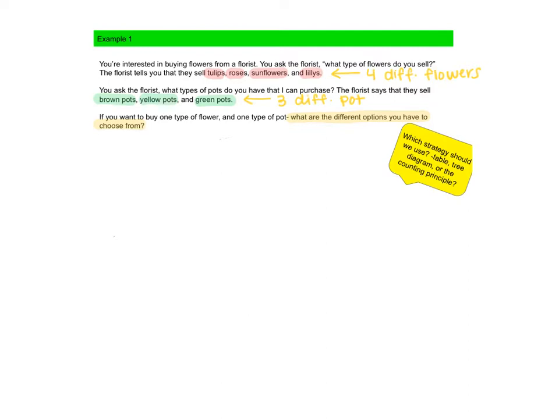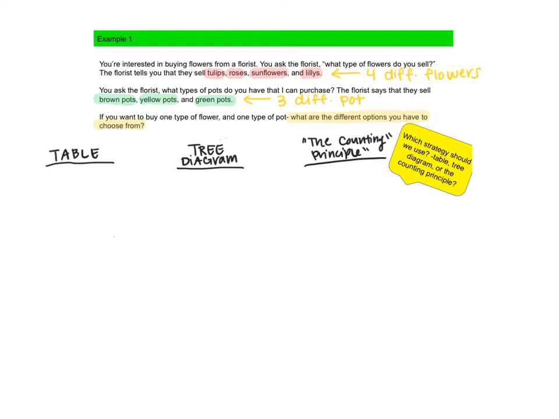Okay, from there, I want to identify the strategy I should use. Well, we don't know the different strategies yet. I haven't taught you them, so I'm going to show you all 3 different strategies. So the first one I'm going to show you is a table. The second one I'm going to show you is a tree diagram. And the third one I'm going to show you is what we call the counting principle. Okay, we use these different strategies at different times and for different reasons. All right, and the first one is the table.